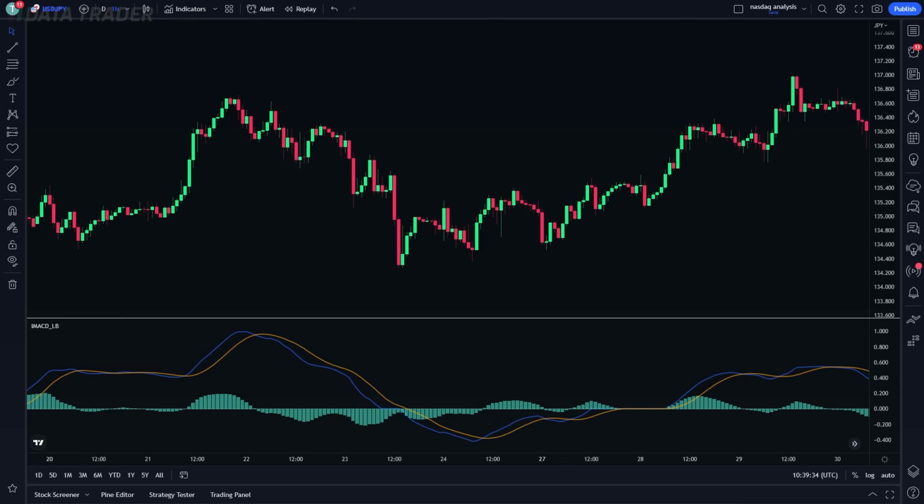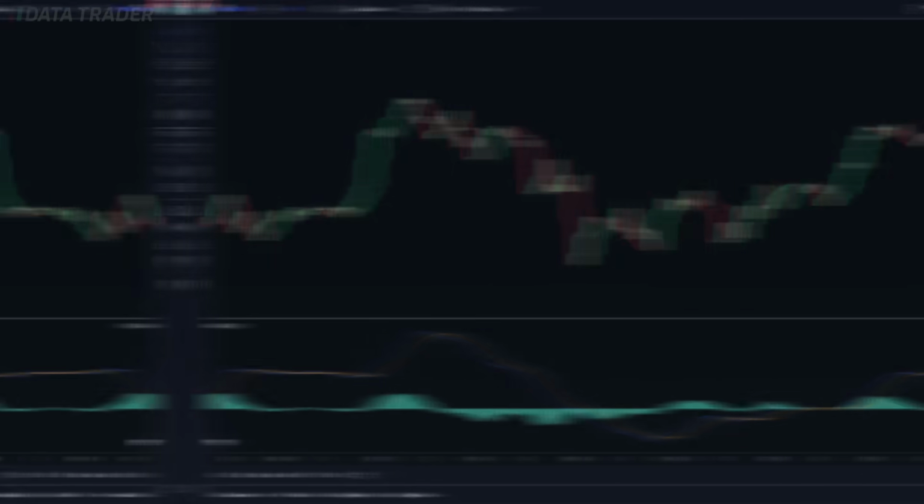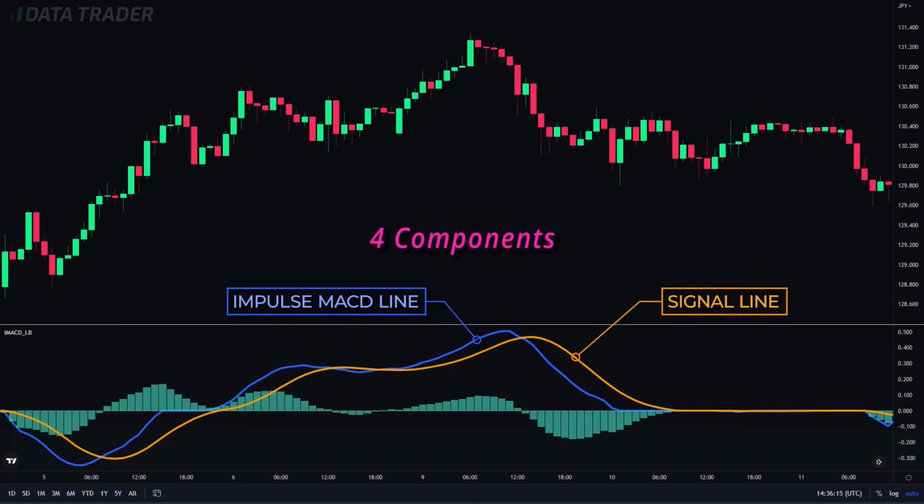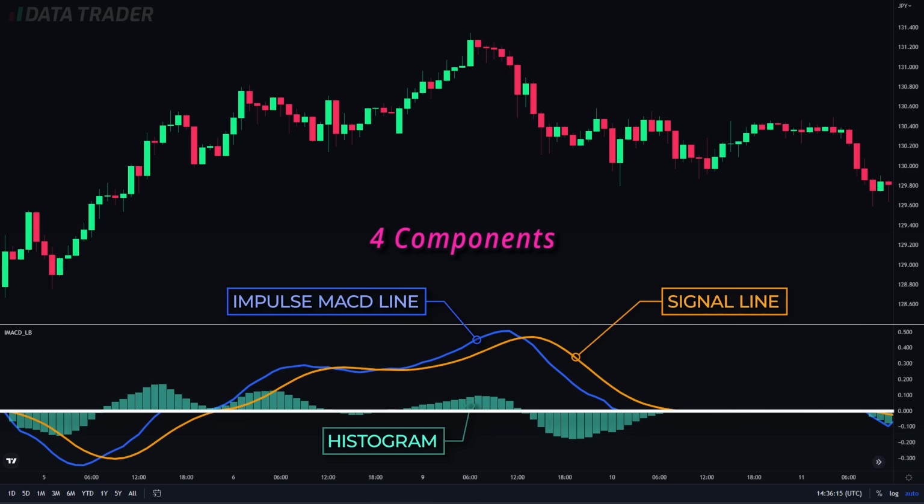And as you can see, the Impulse MACD now looks much more organized. Now, let's take a look at each part of this indicator. So, similar to the normal MACD, this indicator also has 4 components. First, we have this blue line, called the Impulse MACD line. Next, we have this orange line called the signal line. Furthermore, we have the histogram. And finally, we have the middle line.